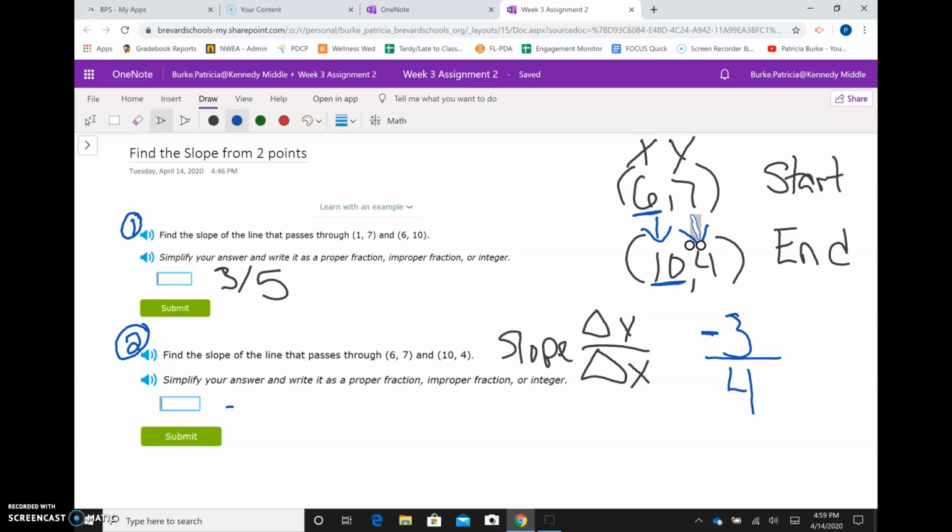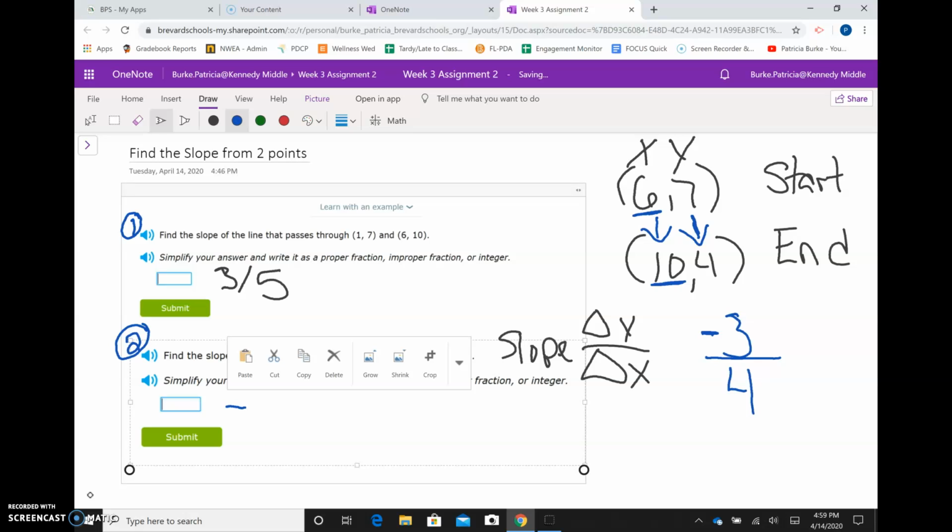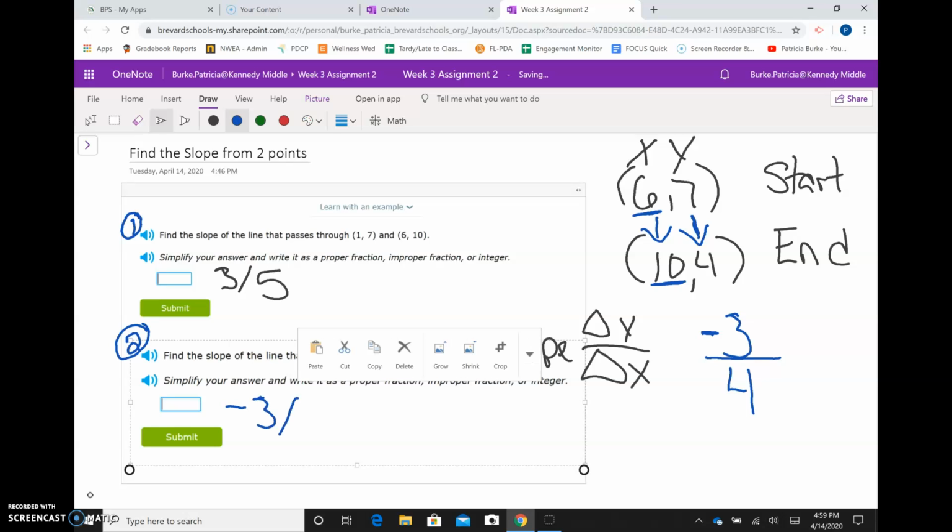So you would do the negative sign, which is to the right of the 0, and then type in your 3, your slash, that is on the same key as the question mark, and a 4. So minus 3/4 would be your answer.